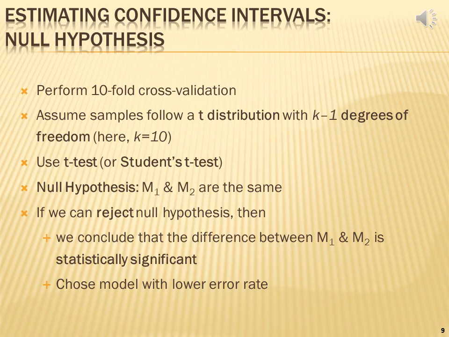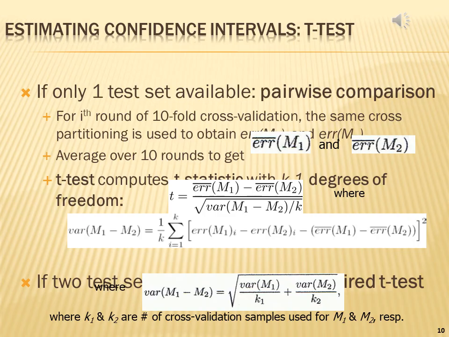We use 10-fold cross-validation, calculate mean error rates, and apply the t-test to check if the observed difference is statistically significant. There are two versions of the t-test. If the same test set is used for both models, we use a paired t-test. Otherwise, we use a non-paired t-test. Both help determine if the mean difference in error rates is significant beyond random variation.